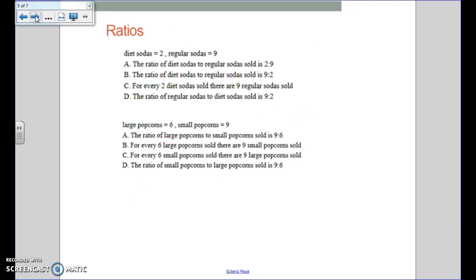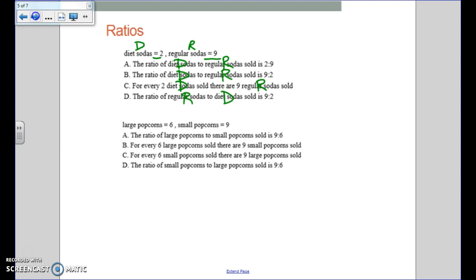You might be given a problem like this, and you get a little multiple choice. It says you have diet sodas and regular sodas. We have 2 and 9. I'm going to say diets and regulars. Before I get too carried away with reading all these answers, I'm going to write the big D and the big R on there so that I don't get confused about what's going on.